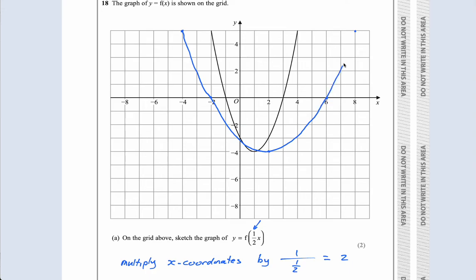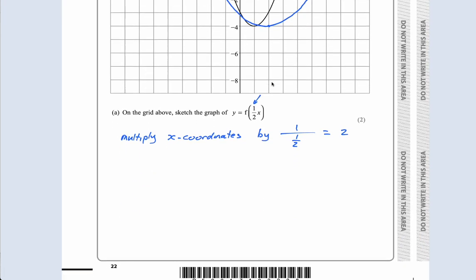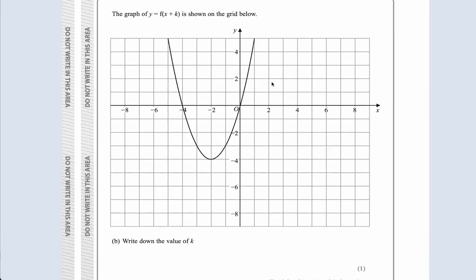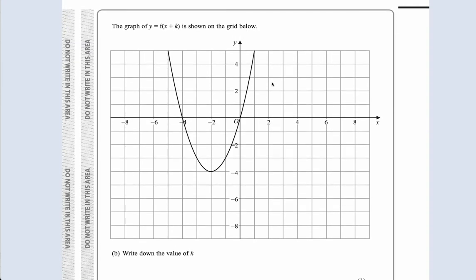Okay, that's not too bad. Right, that is part A. Part B. The graph of f of x plus k is shown on the grid. Find the value of k. Right, so x plus k, this is like a horizontal translation of k. So it has moved that way. It's a translation. It is moved that way by k.